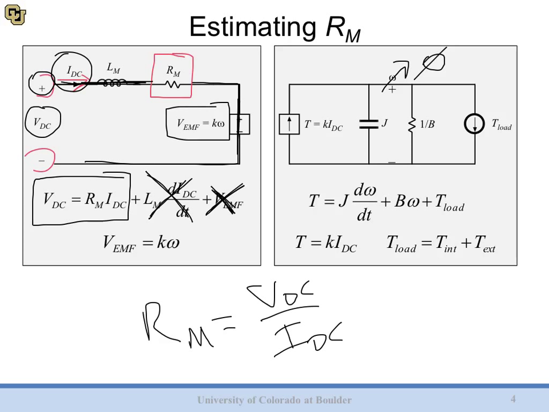Should be resistance, so you should get approximately the same value each time, but then just average the results to make sure there wasn't any measurement error. And that's how we're going to estimate Rm. It's really the easiest parameter to estimate for these motors.